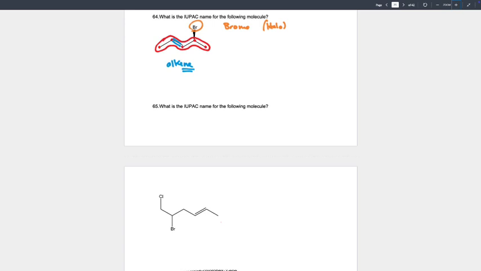I also need to specify where that alkene is in the main chain. Because it's the highest priority, I want to assign it the lowest possible number I can. Again, I've highlighted the main chain. Should I be numbering left to right or right to left? What's going to assign a lower number to my alkene?